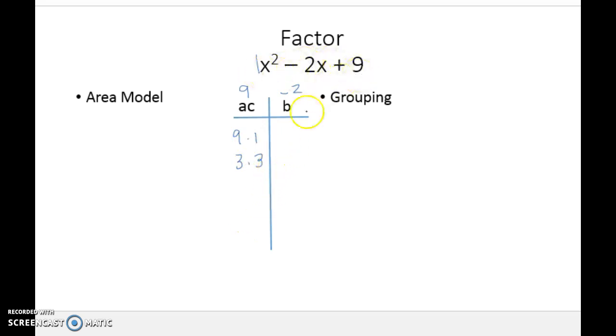All right, so there wasn't a GCF. Cannot factor it, so we're done. This one is not factorable.